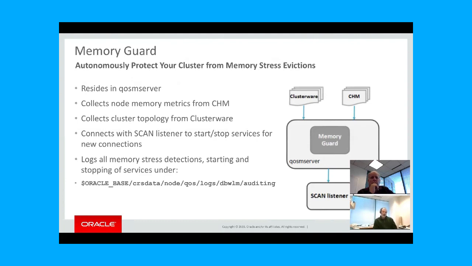So if you have a look here, we've got the QSM server process, which houses the memory guard feature, the data feed I just mentioned from cluster health monitor there in the upper right, and a connection to the clusterware itself, which we use to take our actions, the two actions that I just mentioned: sending a notification event through the clusterware, or acting on the database workload.